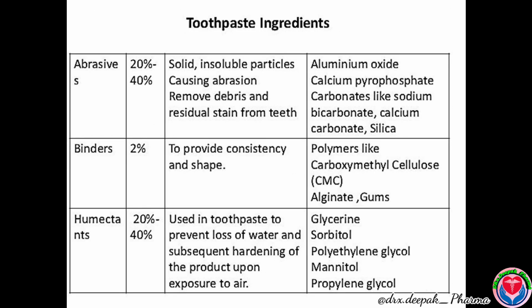Toothpaste ingredients: abrasives, 20 to 40% concentration is added in the toothpaste. Aluminium oxide and calcium pyrophosphate are some examples of abrasives. And binders, 2% concentration is used for the consistency and shape of the toothpaste. CMC is one example; alginates and gums are also used. Humectants, 20 to 40%, are used to prevent loss of water in the toothpaste formulation. Glycerin, sorbitol, so many examples.